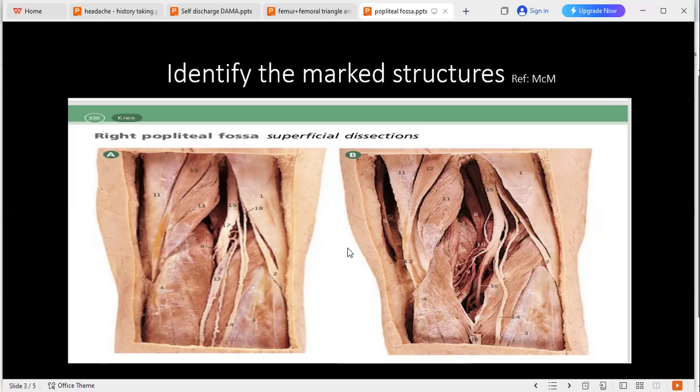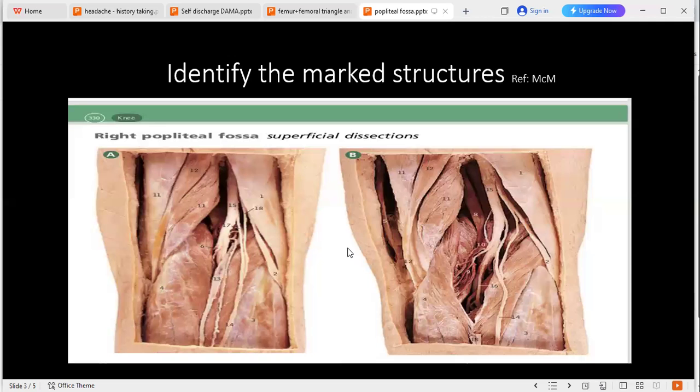Okay. From superficial to deep: common peroneal nerve, tibial nerve, popliteal vein, popliteal artery. Right, popliteal artery, yes. Right, okay. And then there are also popliteal lymph nodes, etc.